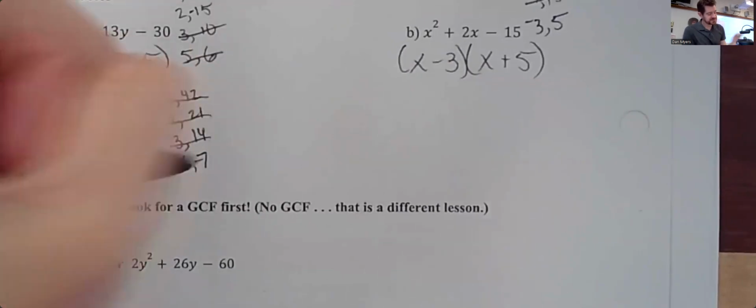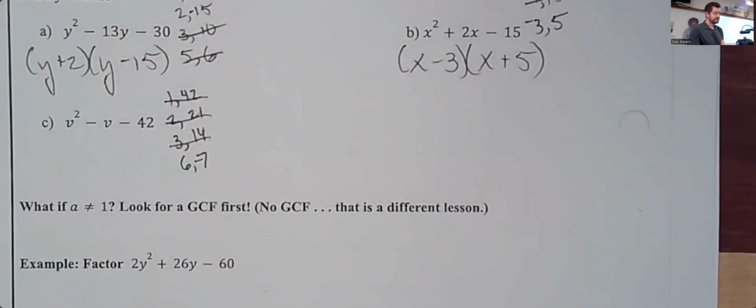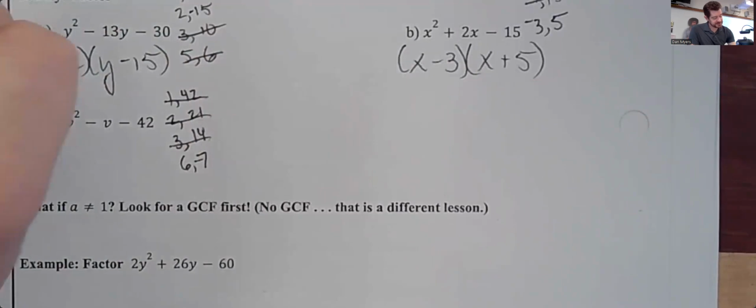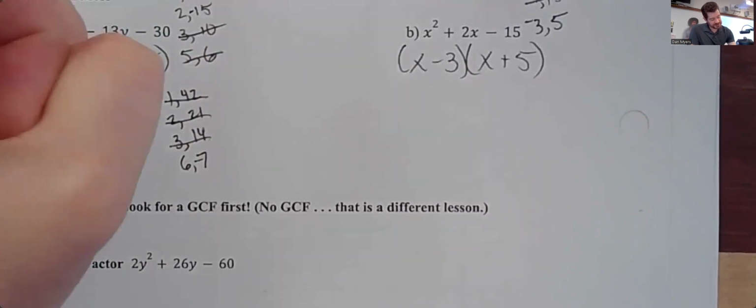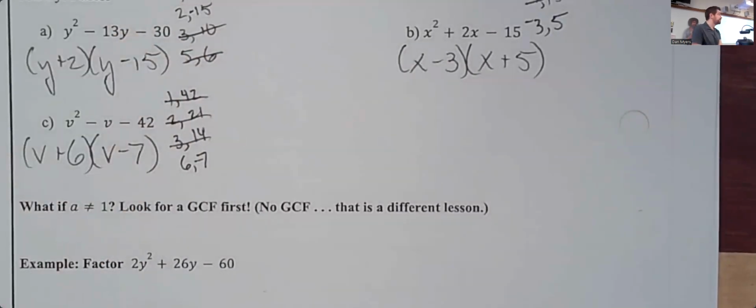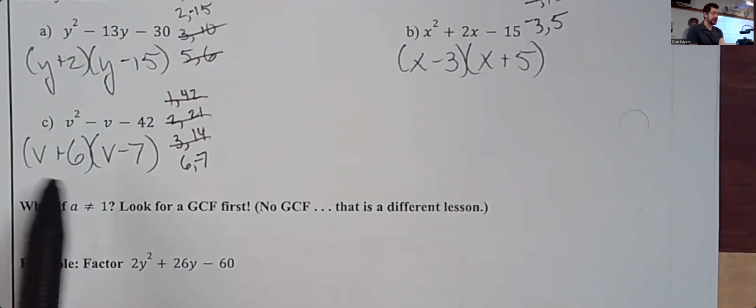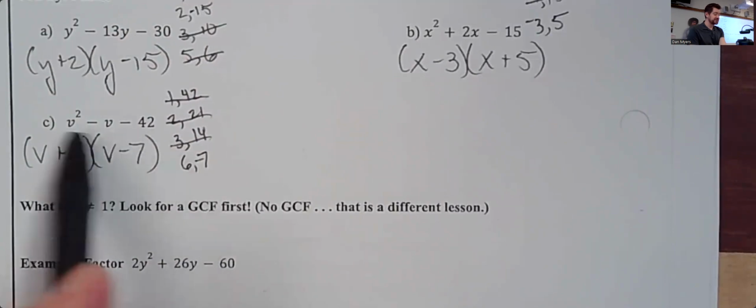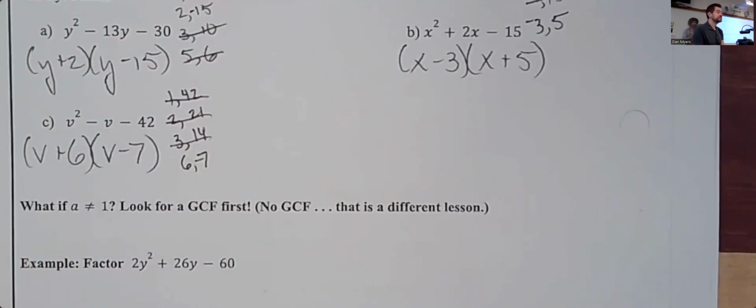So 7 gets the negative. So we're going to have v plus 6 times v minus 7. And by the way, you can always double check your answers by just FOILing out your answer. And if you FOIL it out and you get back to where you started, that means you did it correctly. Any questions on those?